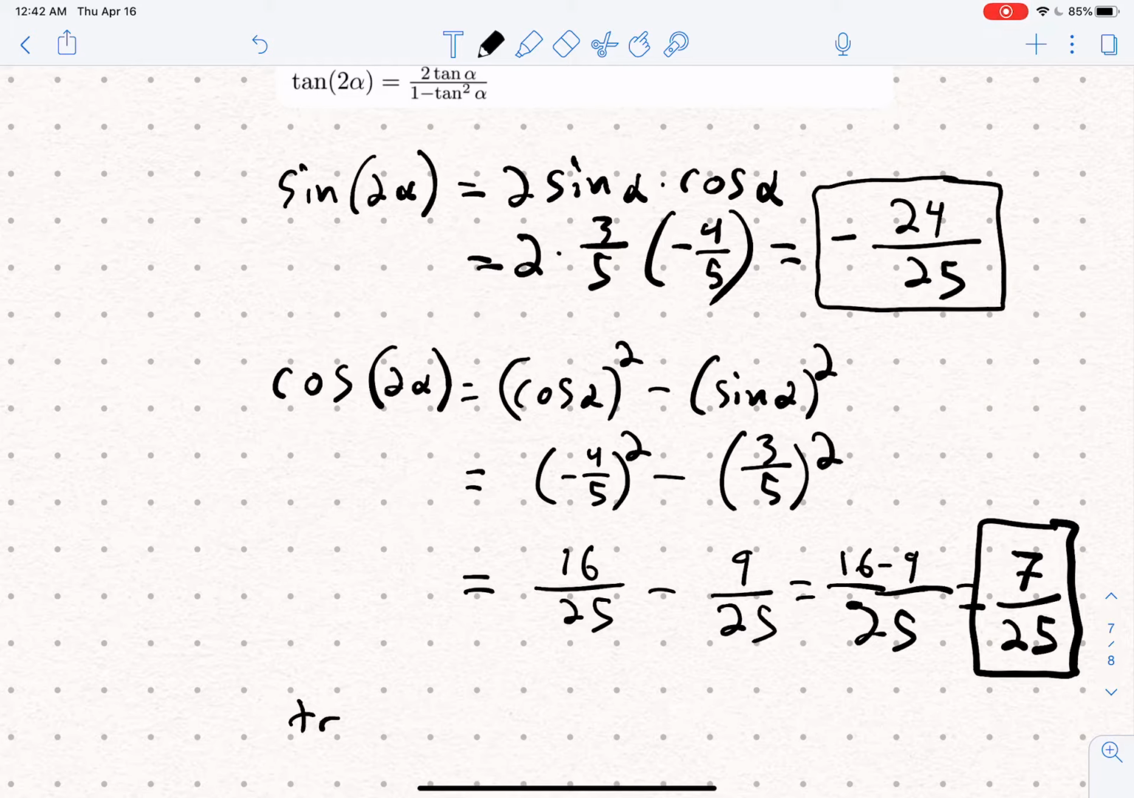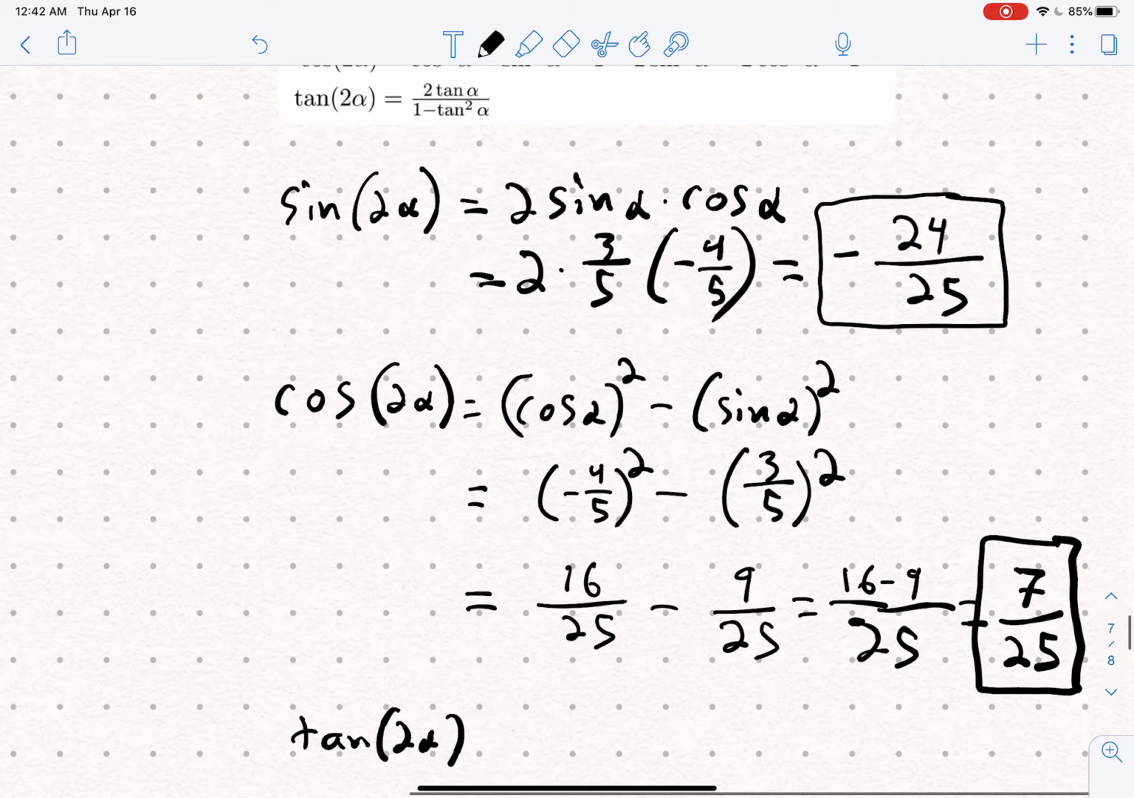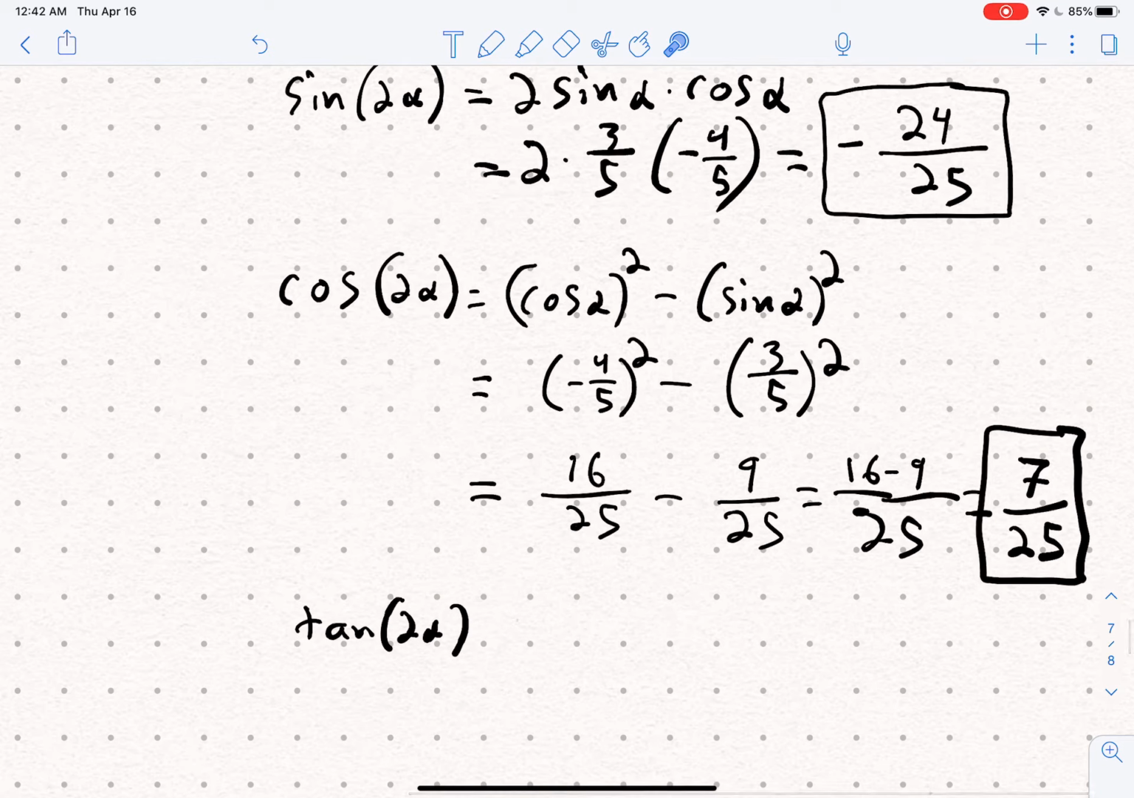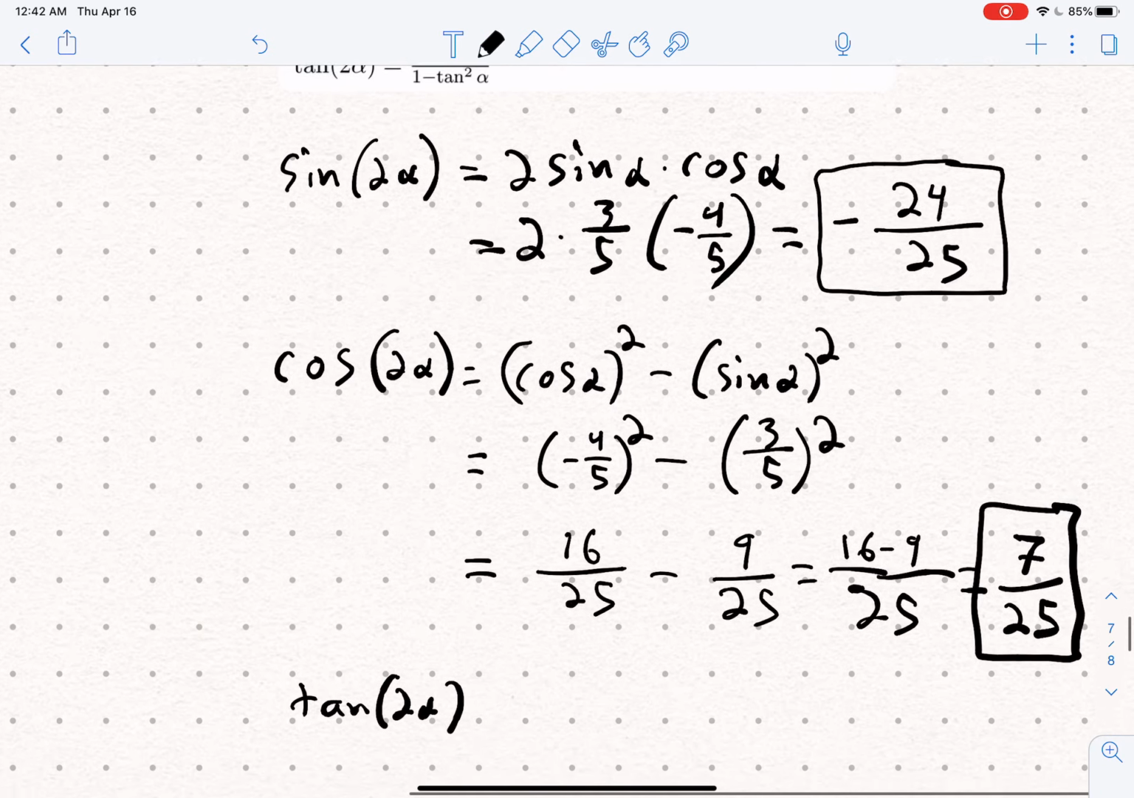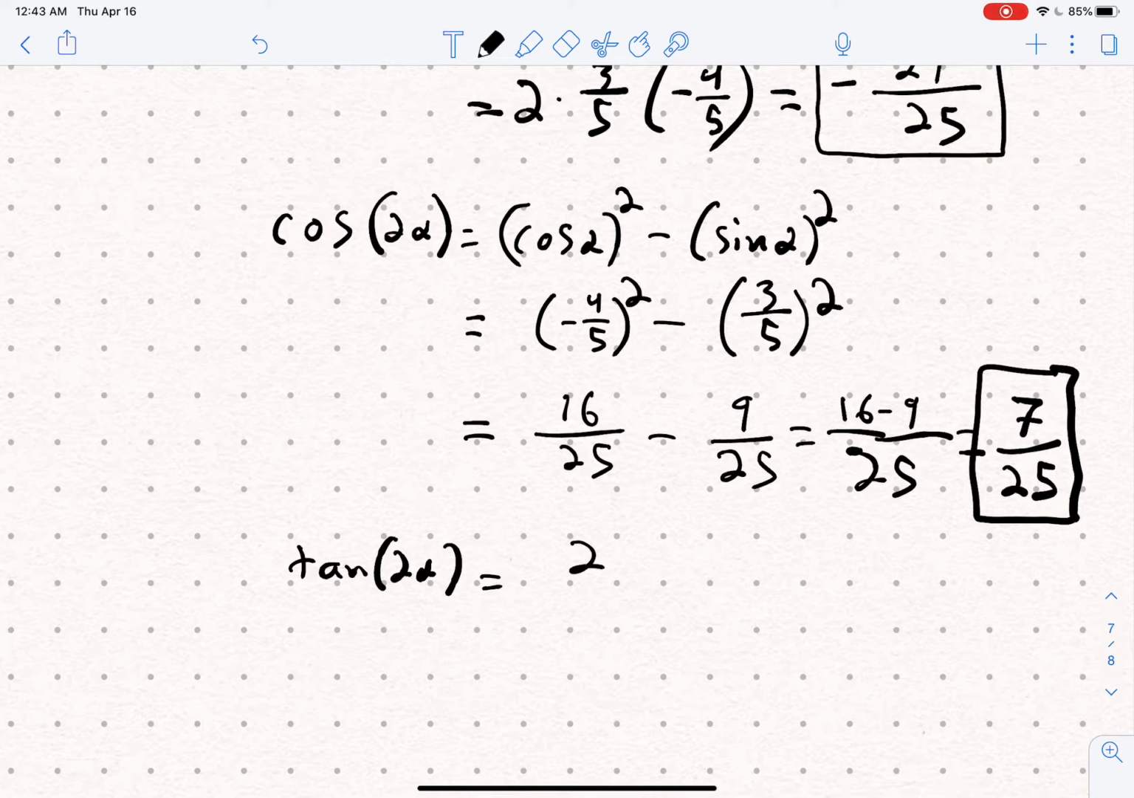And then finally, tangent of 2 alpha. Here's our formula. You can just see it at the top of the page here. It's 2 times tangent alpha over 1 minus tangent squared alpha. And that tangent squared alpha, that's really tangent of alpha squared is the way I would prefer to write it. So let's go ahead, we'll copy it down. It's 2 tangent alpha over 1 minus tangent alpha whole thing squared.